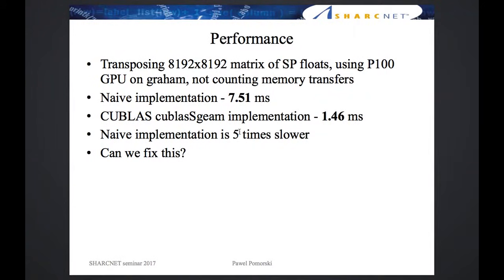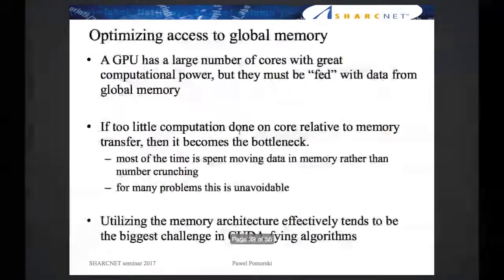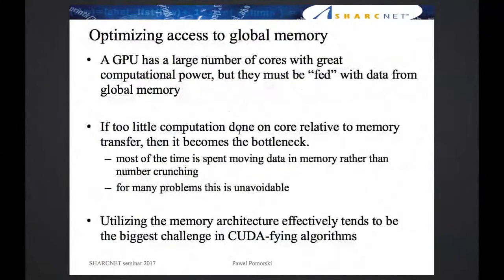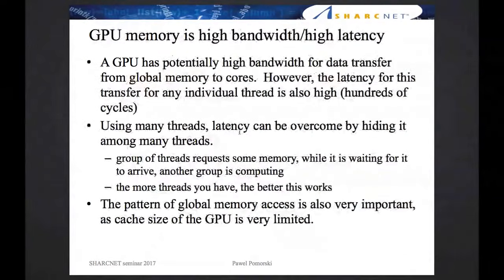So the question is, can I fix it? And yes, I can fix it, because what I need to do is optimize the access to global memory. So the GPU has a large amount of cores with a great deal of computational power, but they have to be fed data from the global memory, and they have to be fed this data efficiently. And if there is too little computation done relative to the memory transfer, then the memory will be a bottleneck. So we have to be able to utilize memory efficiently.